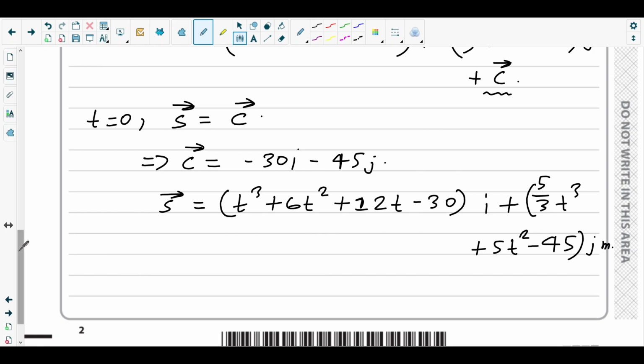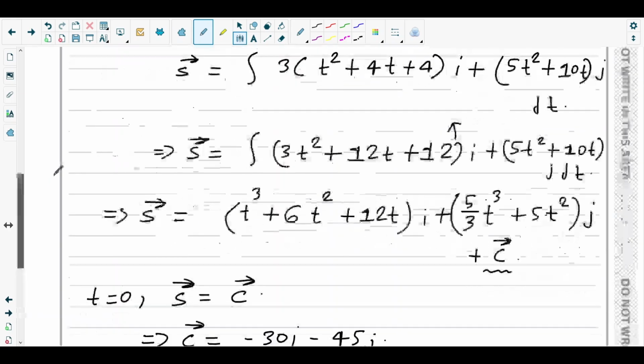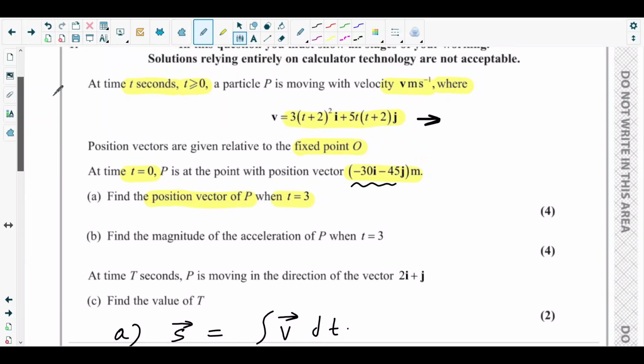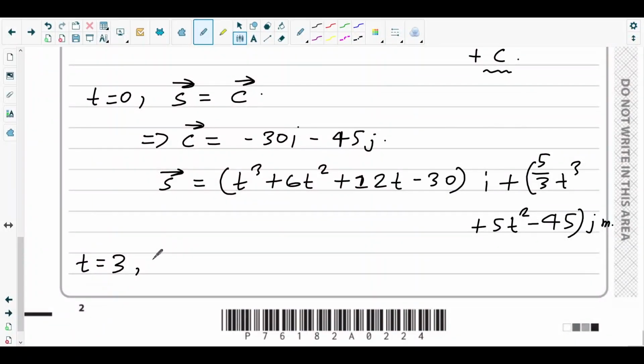Okay, so now they are asking at the time t equals 3. So when t equals 3 seconds, the position vector s equals t cubed plus 6t squared. So t cubed is 3 cubed, which is 27, plus 3 squared is 9, 9 times 6 is 54, plus 12 times 3 is 36, negative 30.